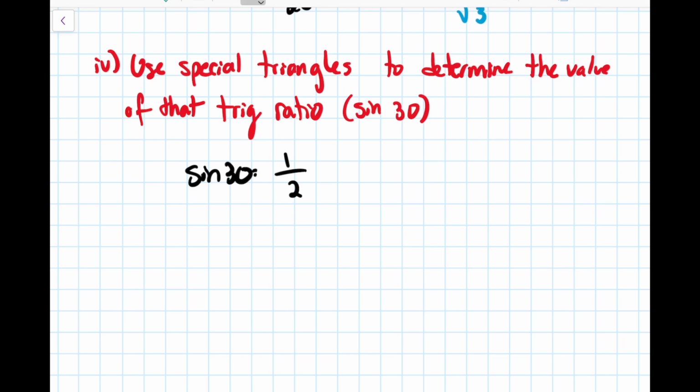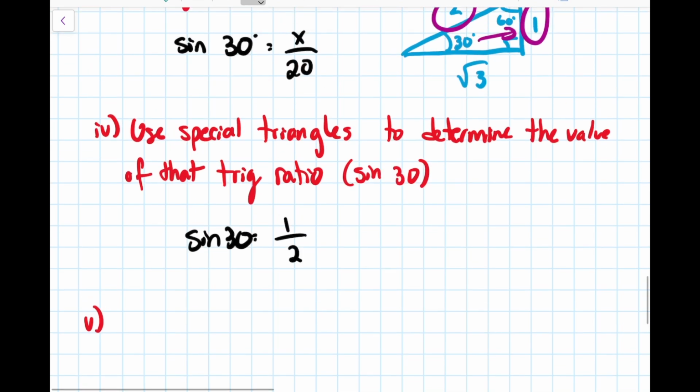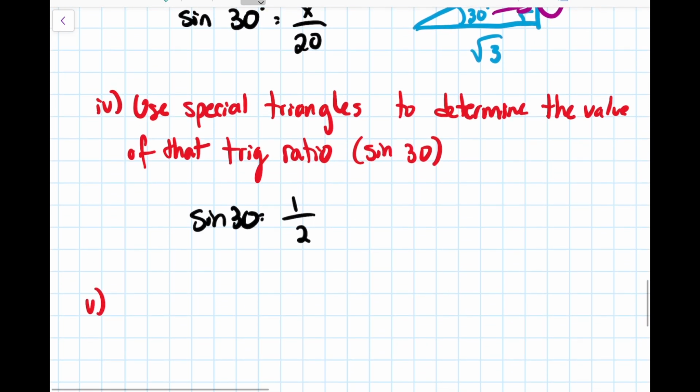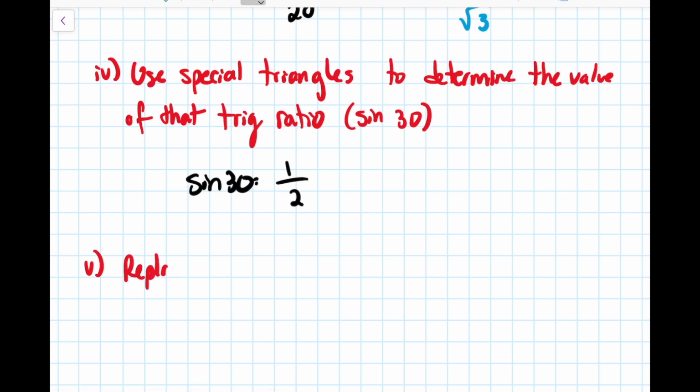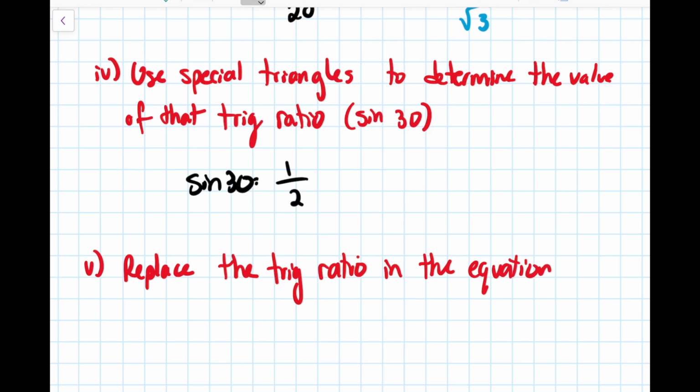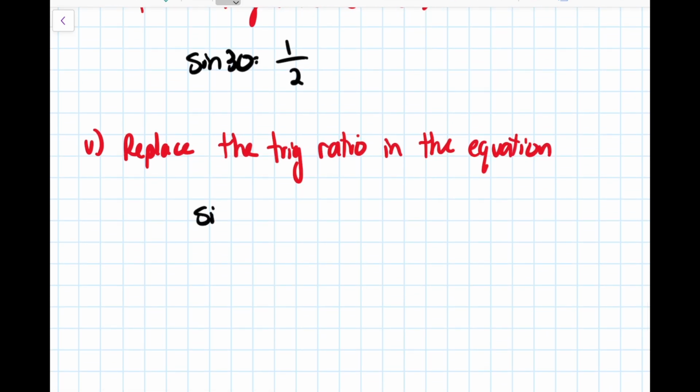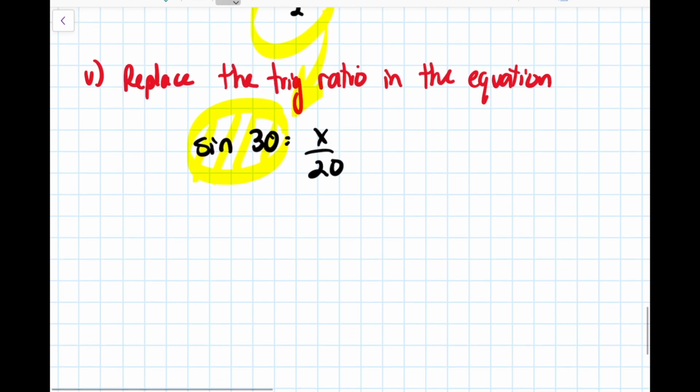What we're going to do is take that thing we just found and plug it back into our trig equation here. So we're going to replace the trig ratio in the question. In this case, that's sine 30. And so we know what sine of 30 is. So this is where we left off before. We had sine of 30 equals x over 20. And so we're going to take this and replace it with 1/2. So we're left with 1 over 2 equals x over 20.